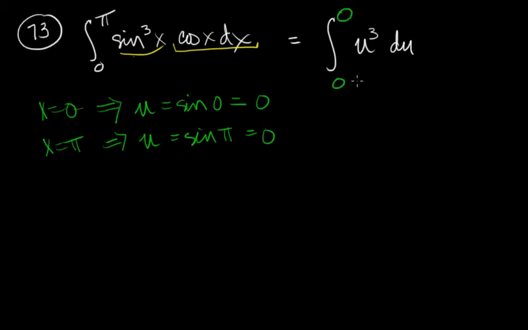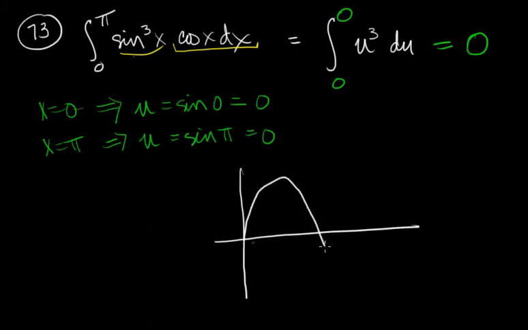So this is rather easy to evaluate, isn't it? There's no signed area under the graph of u cubed between 0 and 0. Our answer is simply 0. Now that must make you wonder a little bit about this graph. It must have equal areas above and below. And so I quickly checked it on Mathematica, and it looks just like this.